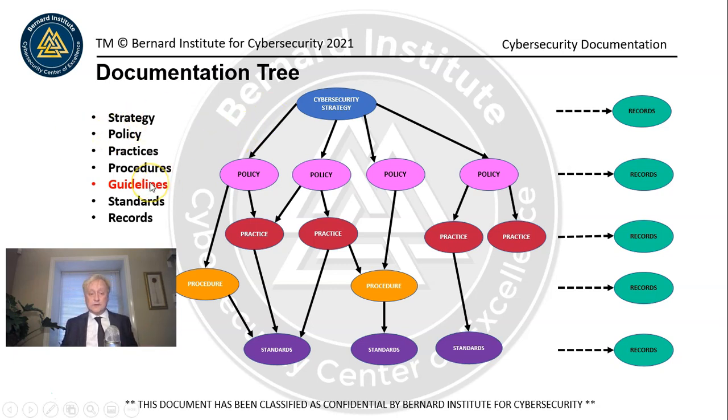Guidelines are frowned upon. They're not good for a secure environment because they simply dumb down a procedure so much that somebody with no experience and no skill could execute it, which can be dangerous. And then there are standards, which basically set out the requirements for configurations. And then you have records that are kept as part of the activities that go on when you execute policies, practices, procedures, and standards.